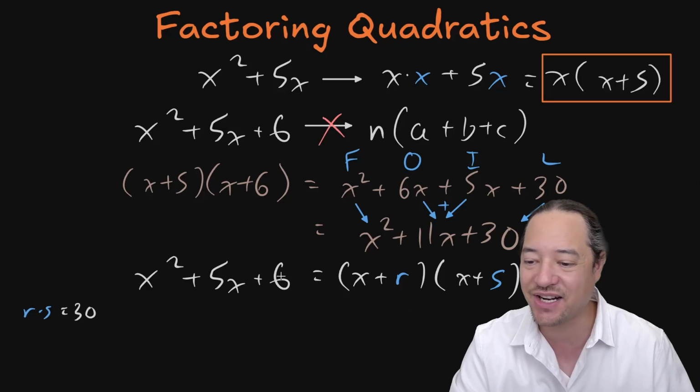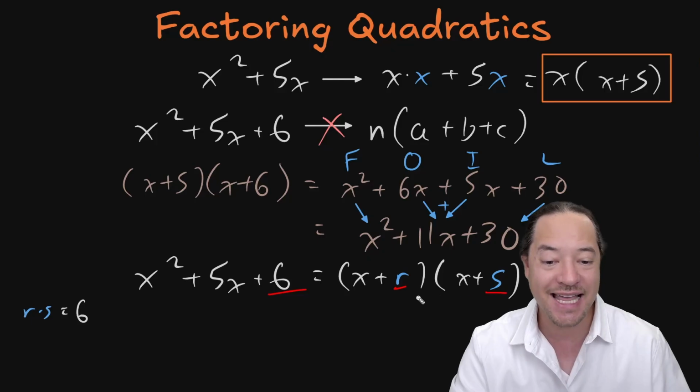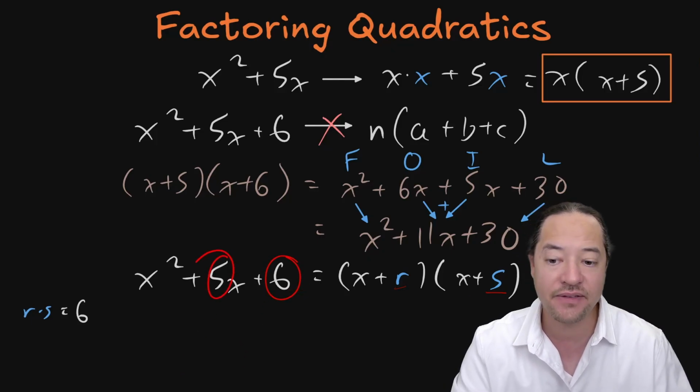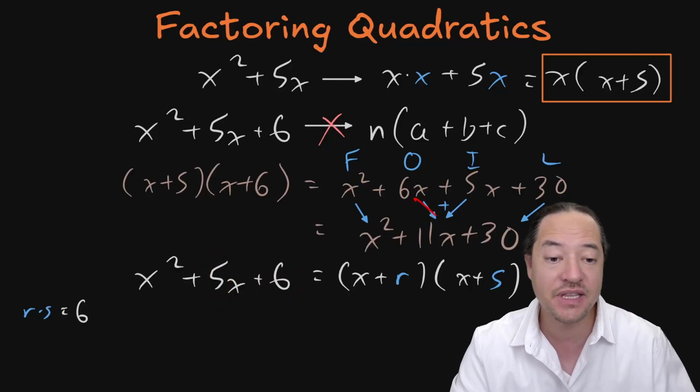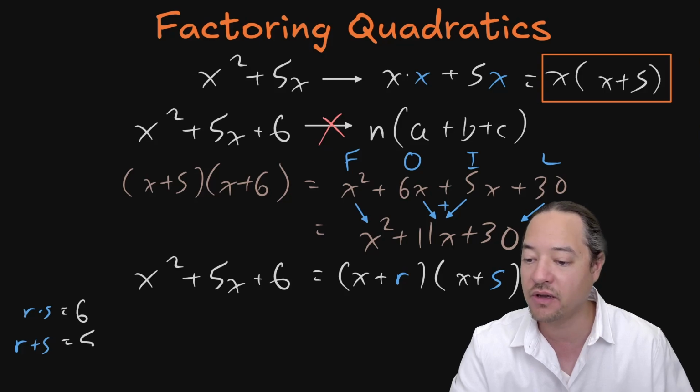Oh, but in this case, sorry, we're looking at this one. So R times S should equal 6 in our case, okay? That's last times last, which should give us this term. But this term over here, this 5, is produced from the sum of these two middle terms. And so basically, R plus S should equal 5. Okay, that's what we have here. R plus S should equal 5.